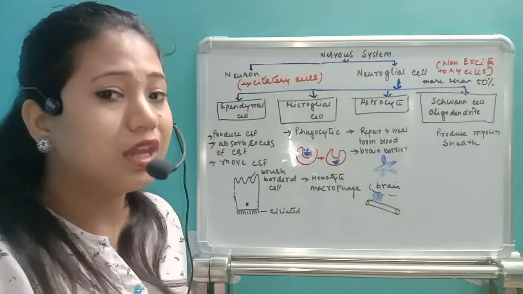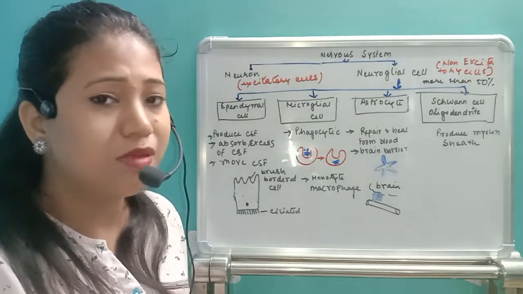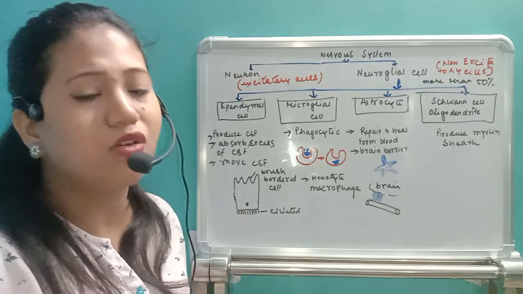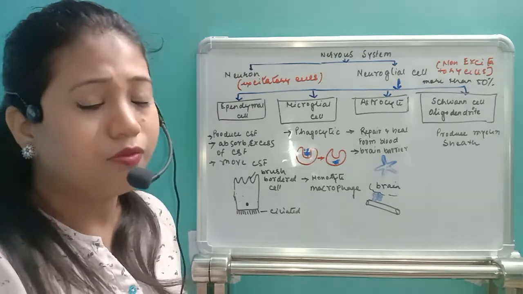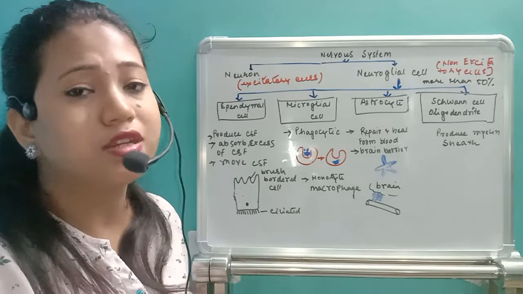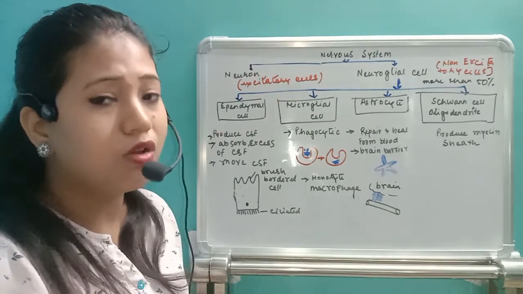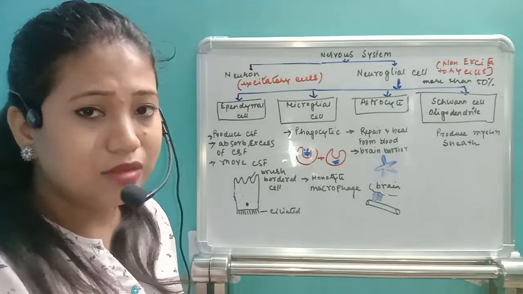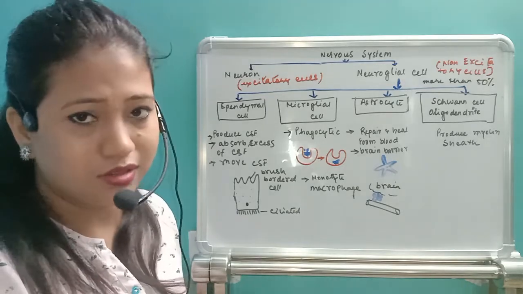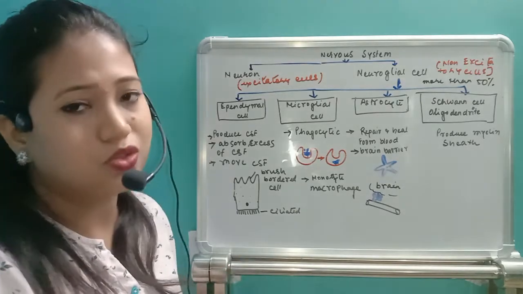So if any infection does occur, antibiotics are not going to work easily on the brain. A very powerful antibiotic will be needed, because antibiotics also cannot enter the brain easily due to the presence of astrocytes, right? So this is the astrocyte.